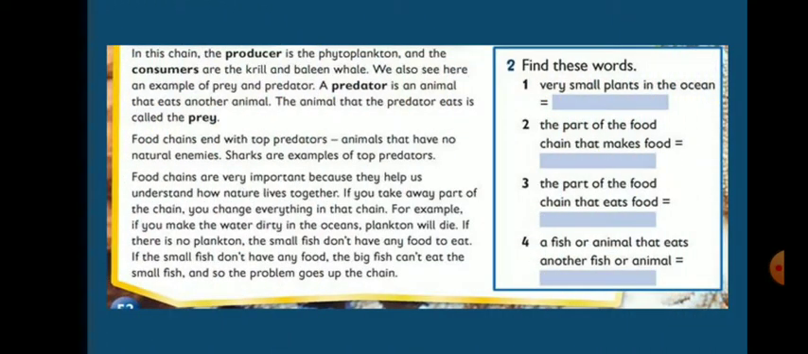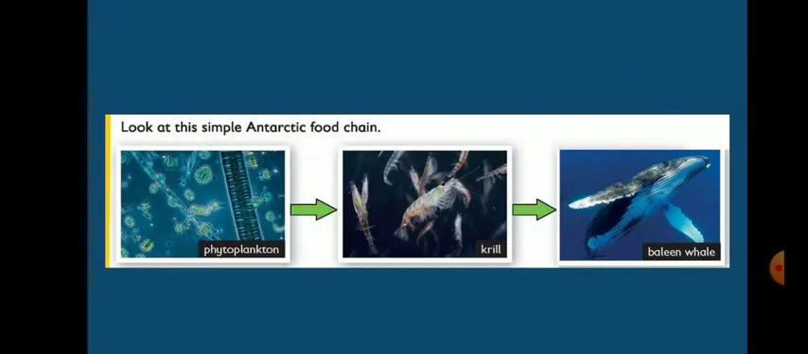In this chain, the producer is the phytoplankton, and the consumer is the baleen whale. We also see here an example of prey and predator. A predator is an animal that eats other animals. The animal that the predator eats is called the prey. We're going to take a look at the small food chain that this page mentions.